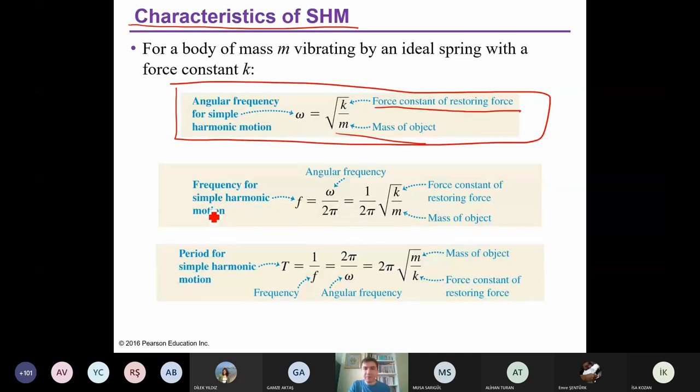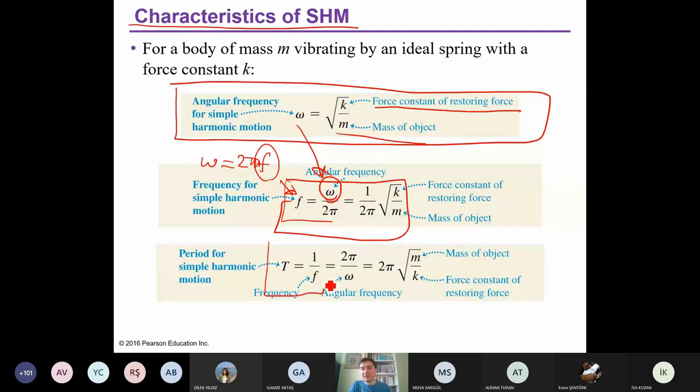The frequency for simple harmonic motion is given with this expression. Omega is given by 2 pi f. If you take the frequency, it will be given like this, omega over 2 pi. So instead of omega, just use this one. Then you can write the frequency in this form, 1 over 2 pi square root of k over m. And since the period is given by 1 over f, just put f here, then you can calculate the period in this form.